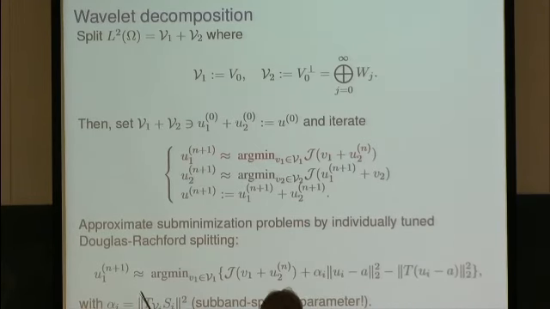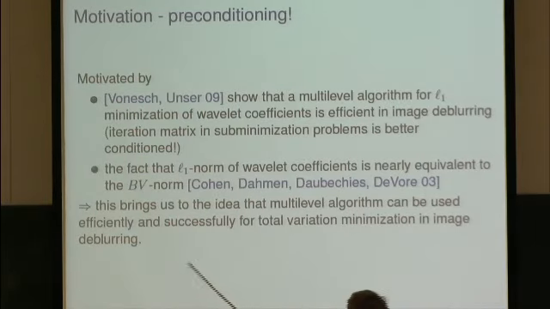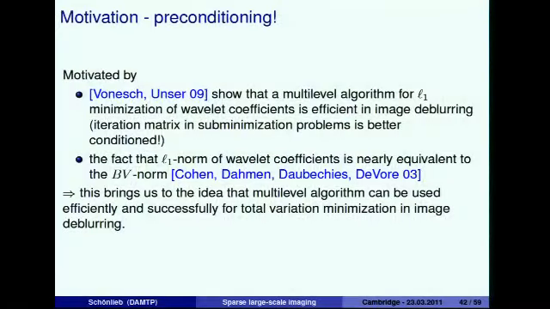So why should this work? I mean, why should we have any payoff of doing something like this? So the first thing that we got motivated by is the work of Wonisch and Unser, where they did something very similar to what Massimo did for the L1 minimization case, but they split the wavelet coefficients, as we want to do it now, and they applied this for image deblurring, and they showed that this splitting procedure has a tremendous preconditioning effect.